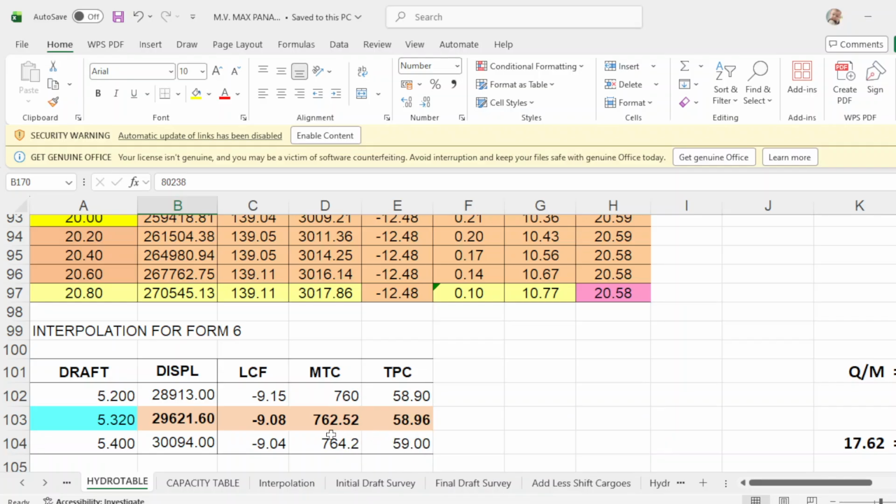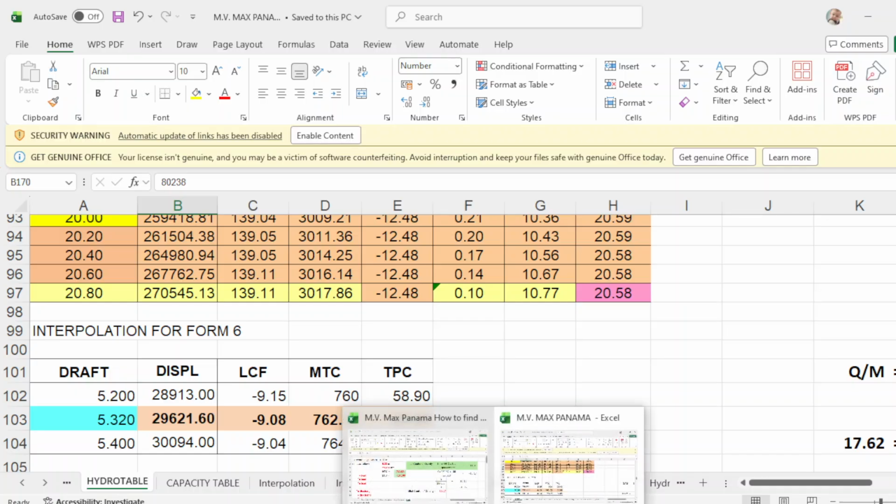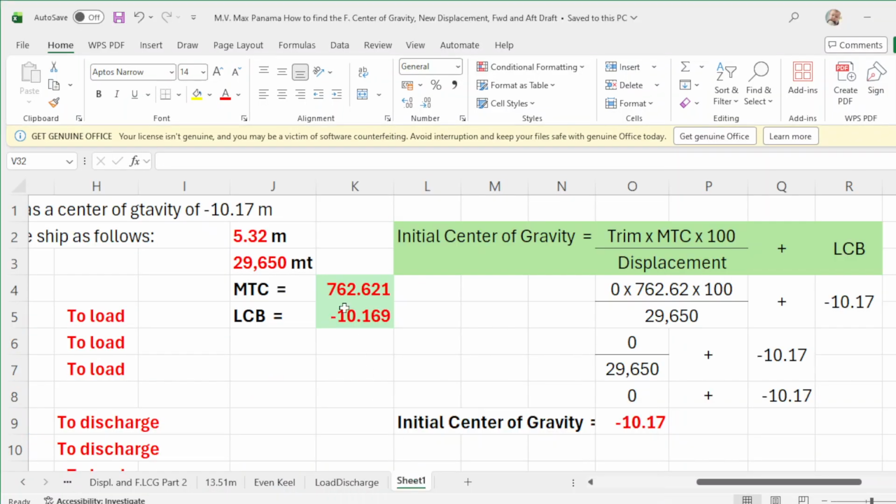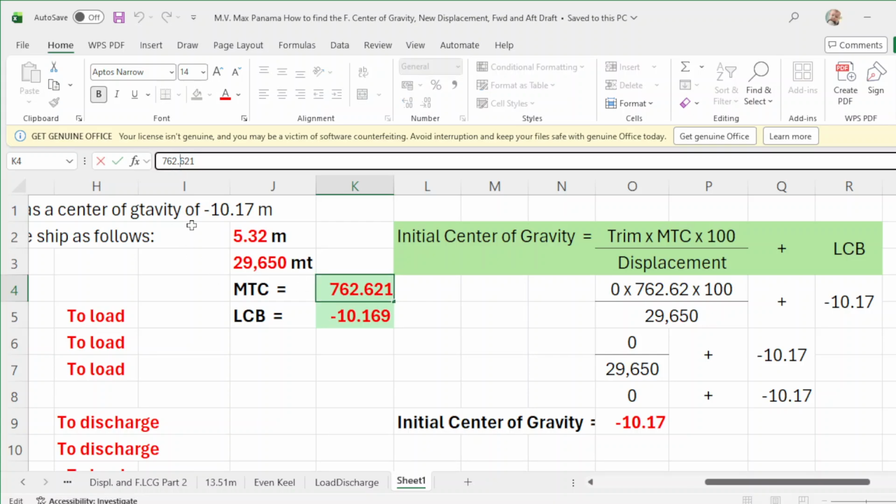MTC is 76252. Okay, 76252. So what do we do? Again, 76252. This should be 5. Get 5.